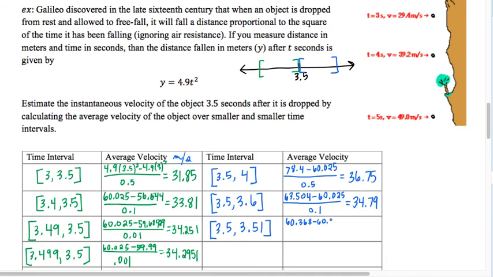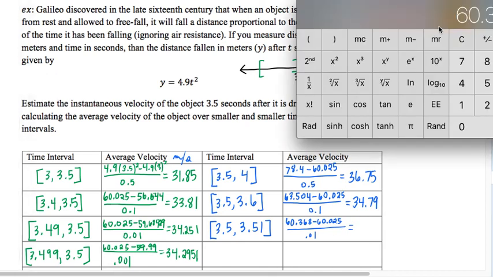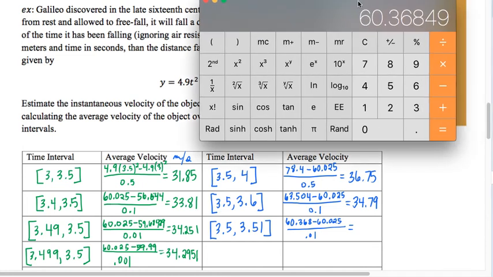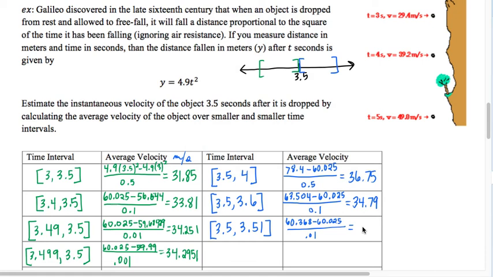minus the 60.025 divided by a 1/100th of a second. Let's see what that comes to. Okay, so we've got that number, then minus 60.025 divided by 0.01 becomes 34.349. Okay, and let's just finish this up. Let's get a little bit closer.